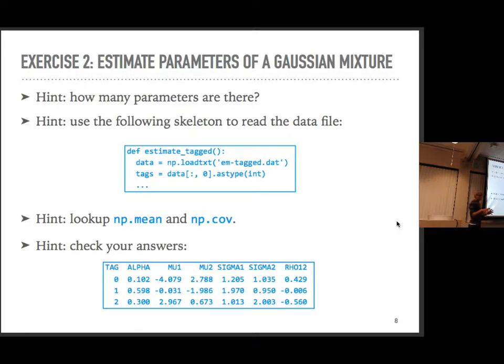So go ahead, read that data file. If you don't have it, it means you haven't done a git pull since last night. So just do that now, and you'll get that data file. Here's a list of the parameters that you're trying to get, and there's going to be a set of those parameters for each of the 3 tags.